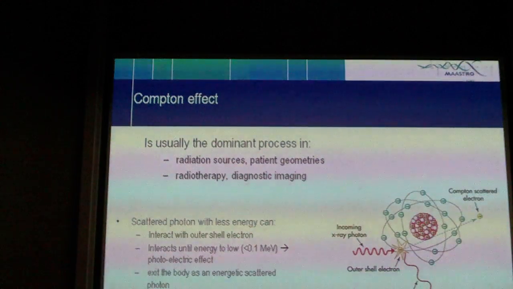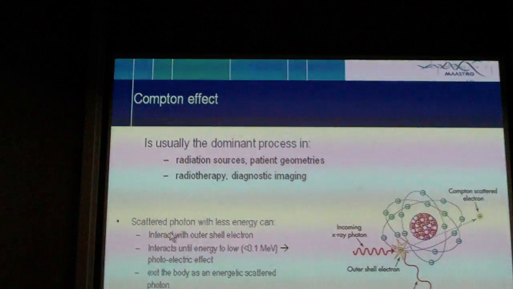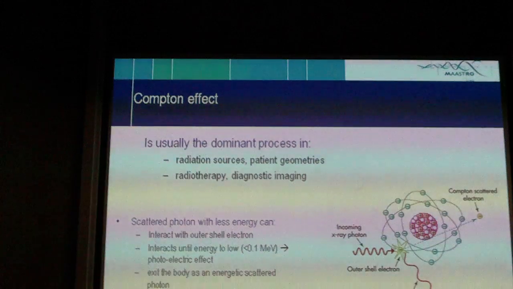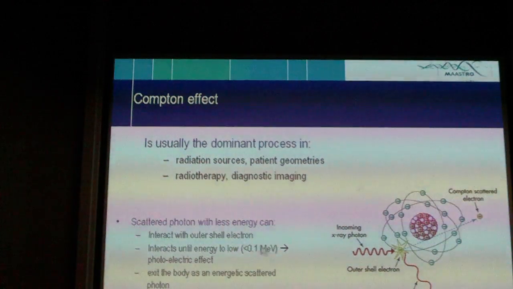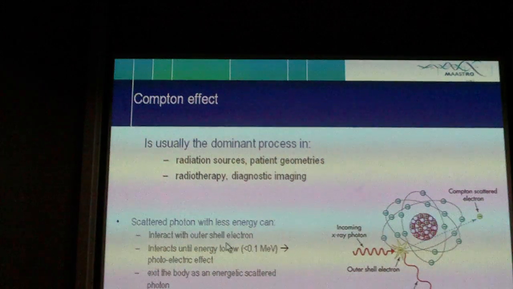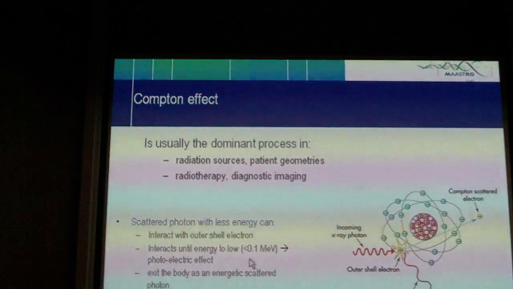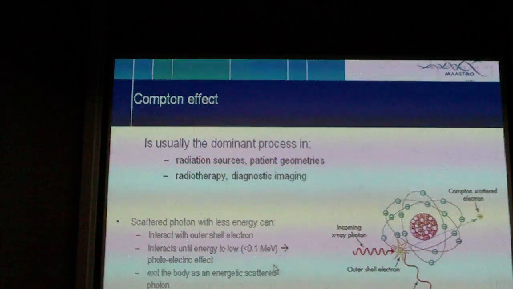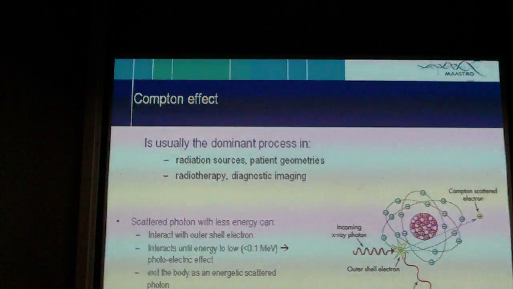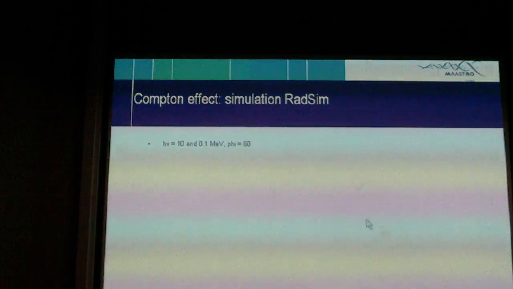So this scattered photon, with less energy, what can that do? It can again interact with outer shell electrons from different atoms, repeating the whole process. This interaction can occur until the energy gets too low, below 0.1 mega electron volt, and if you are below that energy level, you see the photoelectric effect occurring instead of the Compton effect. When it does not interact with other atoms, it can exit the body as a scattered photon. The Compton electron which is released is an electron, so it causes a direct interaction, as shown in one of the previous slides. Okay, now we can go to some simulations.